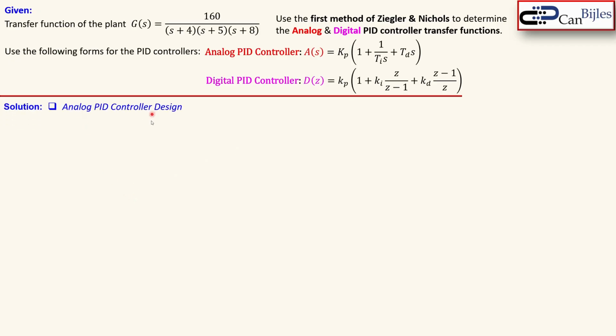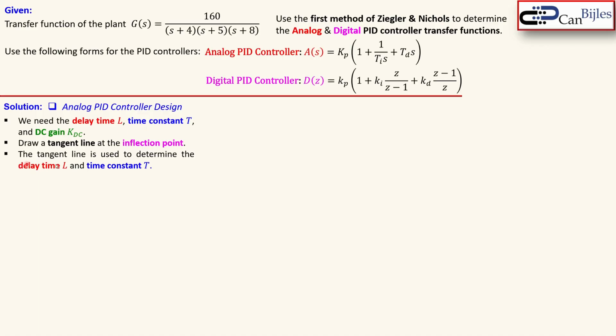Okay, first we start with the analog PID controller design. So we need the delay time, the time constant, and the DC gain, as said. And we will also draw a tangent line on the inflection point, as we call it, of this unit step response. So let's do that. We have this transfer function. What I do is apply a unit step input and look at the response. You see this actually has 3 poles which are real, and the DC gain here is also 1. We will see shortly what it all means. We will then look at a tangent line, which will be used to determine the delay time and also the time constant.